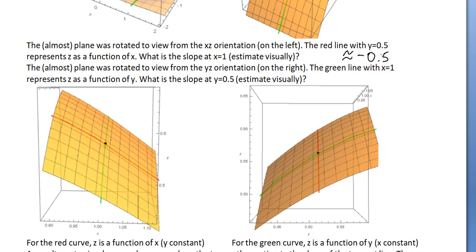Okay. Now what about on the right side? On the right side, we've got z as a function of y, and we want to know what's the slope of that line. Well, it's certainly positive, but it's relatively flat. So it's certainly greater than 0 and less than 1. You might say positive a half, positive a third, something like that. So let's just make an approximation. We'll just say, okay, it's approximately 0.5.